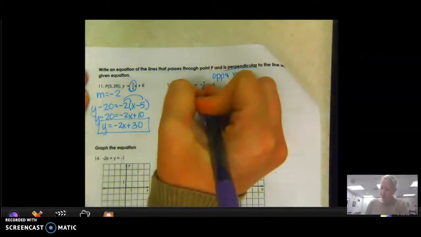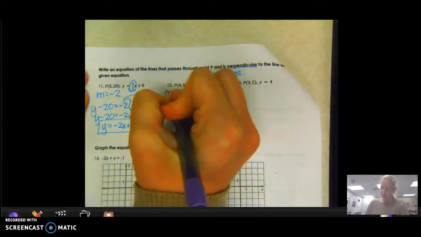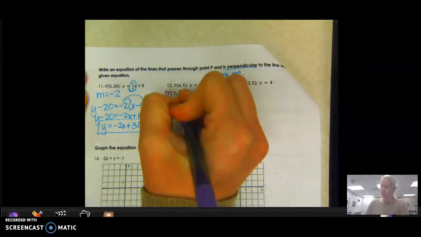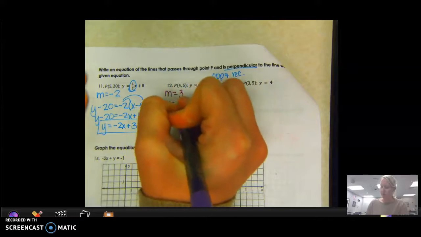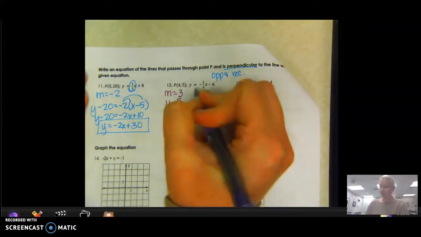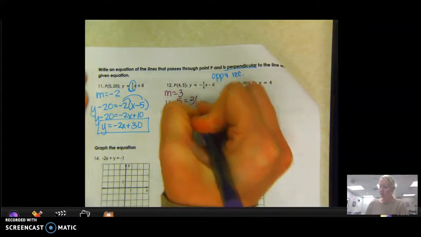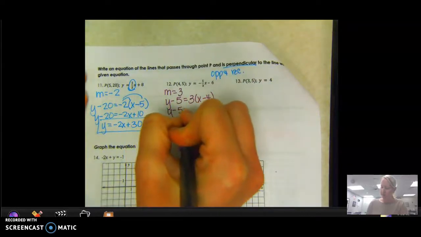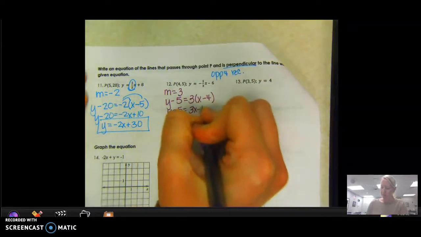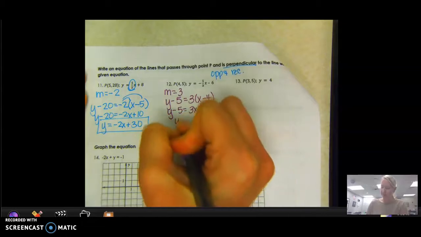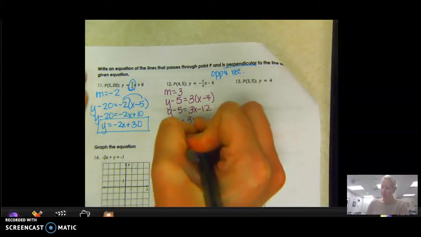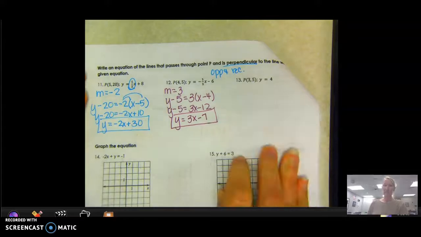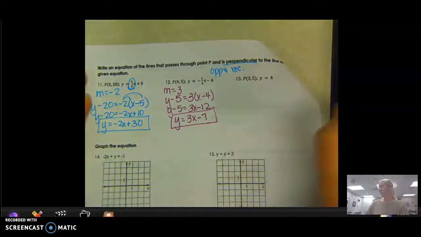So number 12, I'm going to find the opposite reciprocal of that because it is perpendicular. Opposite of negative is a positive, reciprocal of 1/3 is 3. So it would be y minus 5, using the point for the point slope form, equals 3 parentheses x minus 4. y minus 5 equals 3x minus 12. Add 5, y equals 3x minus 7, because -12 plus 5 is -7.